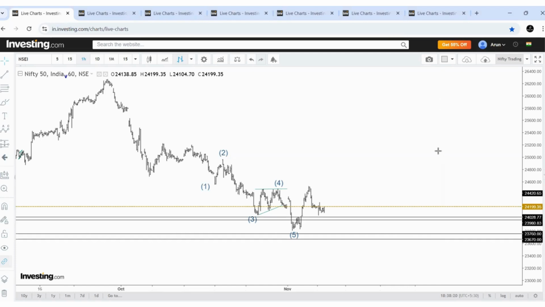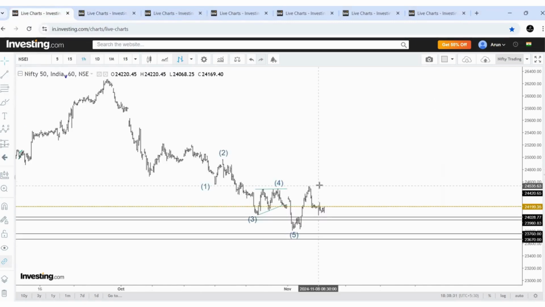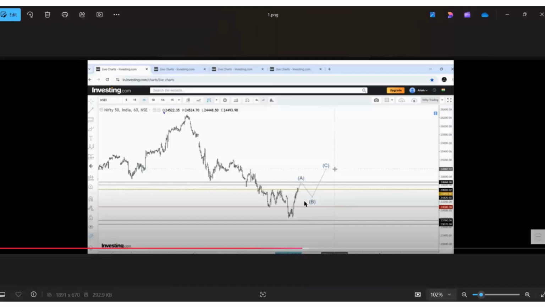Today, 9th November, Nifty ends this week at 24,200 and Bank Nifty at 51,526. In our midweek market update, which I posted on Wednesday, we expected the price to come lower and then move higher. This is what we expected, and let me show that image. See, this is what we expected in our midweek market update.